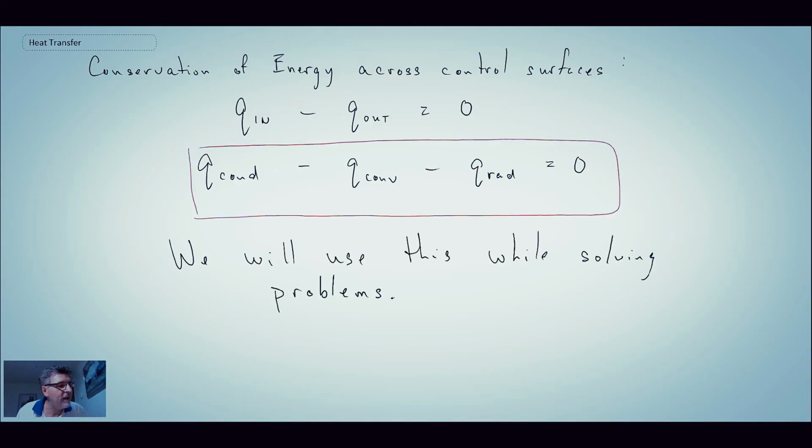Okay, so that is the idea of the control surface and the surface energy balance. What we'll be doing in the next segment is looking at an example problem involving all three: conduction, convection, and radiation.